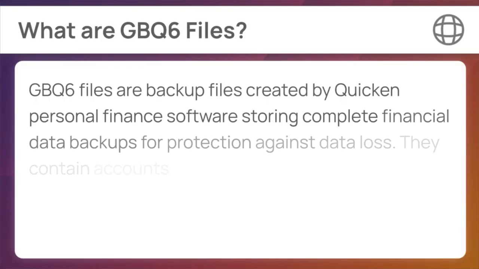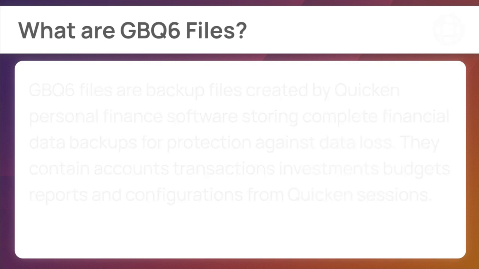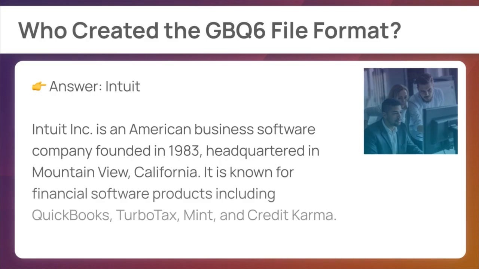GBQ6 files are backup files created by Quicken personal finance software, storing complete financial data backups for protection against data loss. They contain accounts, transactions, investments, budgets, reports, and configurations from Quicken sessions.